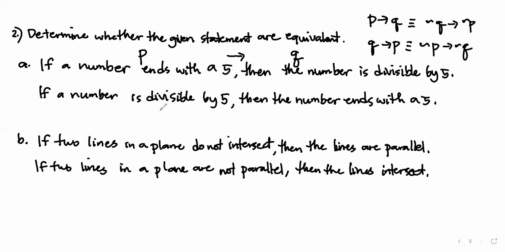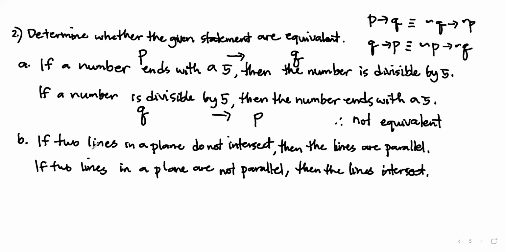And the second statement: if a number is divisible by 5, that is our Q, then the number ends with a 5, that is P. So Q implies P. P implies Q is not equivalent to Q implies P, because this is the converse, and the converse and the implication are not equivalent. So therefore, letter A statements are not equivalent.